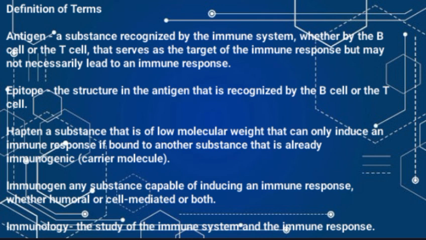And then, hapten, a substance of low molecular weight that can only induce an immune response if bound to another substance that is already immunogenic, or the carrier molecule. Next, we have immunogen, any substance capable of inducing an immune response, whether humoral or cell-mediated or both. And lastly, we have immunology, the study of the immune system and the immune response.